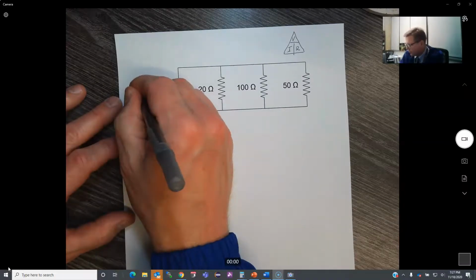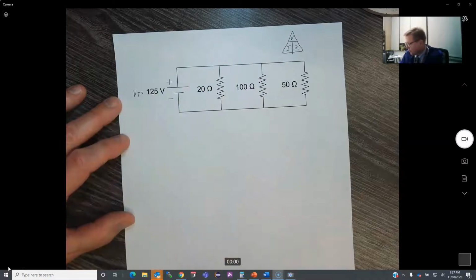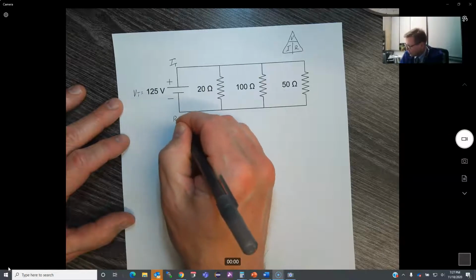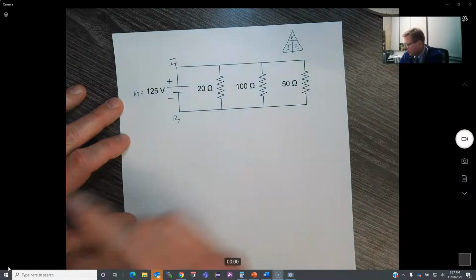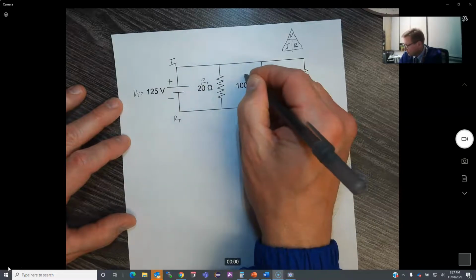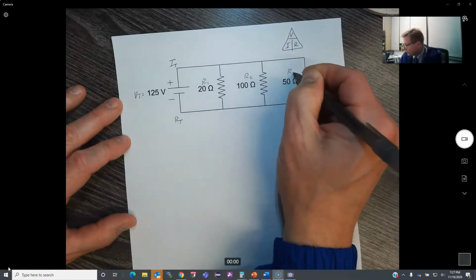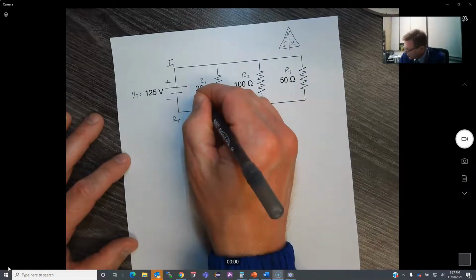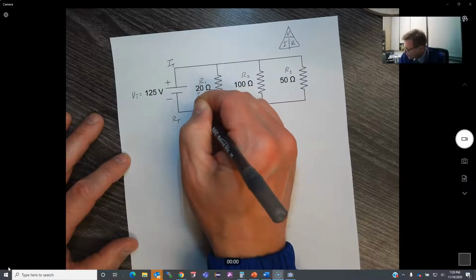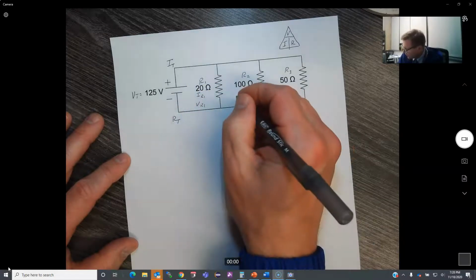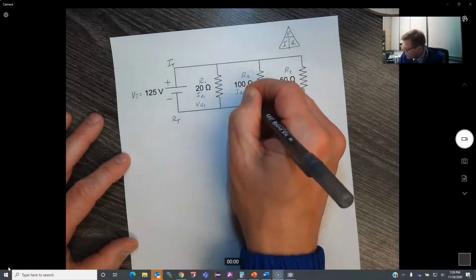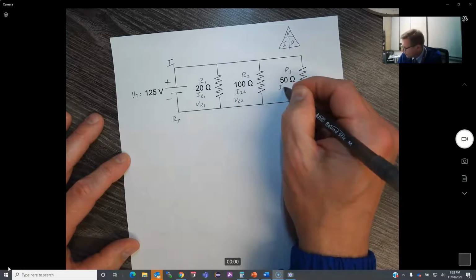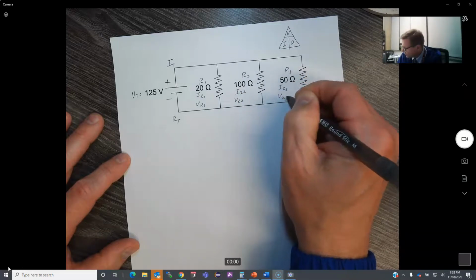So right now I have my voltage total equals 125. I'm going to need to calculate my total current. I'm going to need to calculate my total resistance in there. I'm going to call this guy resistor 1, resistor 2, and resistor 3. So there's my three resistances. And at this location, I'm going to have a current at resistor 1 and a voltage at resistor 1. I'm going to have a current at resistor 2 and a voltage at resistor 2. And I'm going to have a current at resistor 3, and a voltage at resistor 3.